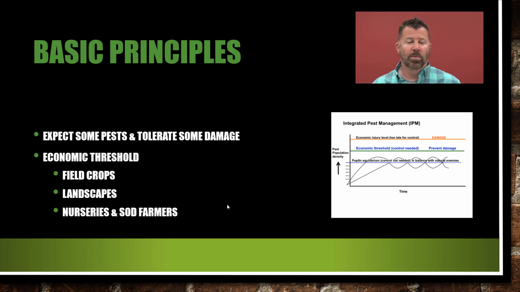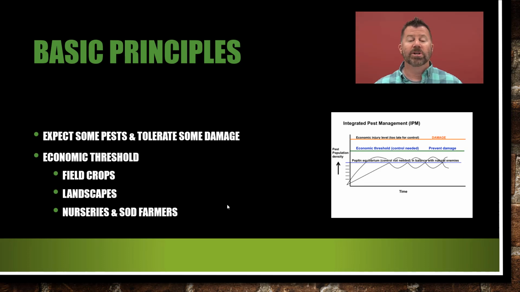And if you look at the little diagram over there, and we've seen one very similar to it, you have the economic injury level. That means it's too late for control. The damage is done, it's non-repairable, you're going to lose the crop. That economic threshold, that's when the control is needed. And each person, each farmer, each sod farmer, each agricultural person is going to have to determine what their threshold is. That is when you're going to step in to prevent the damage. And then you've got that equilibrium there, where control is not needed, and it's in balance with all the natural enemies that are out there.